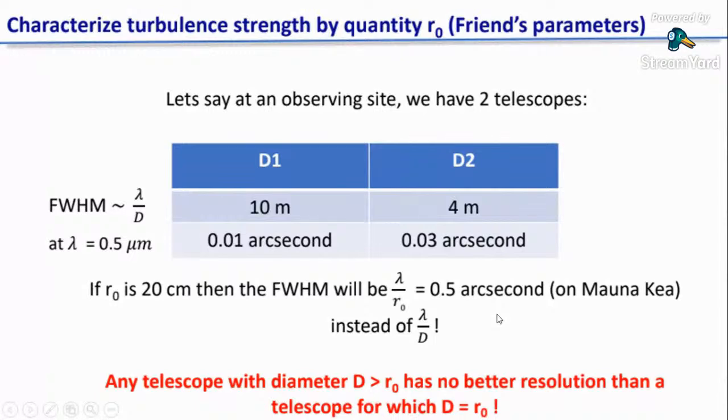So any telescope with diameter D greater than R naught has no better resolution than a telescope for which D is equal to R naught. It becomes useless to make the aperture of telescopes larger to get better resolution. But still, we have one solution for it.